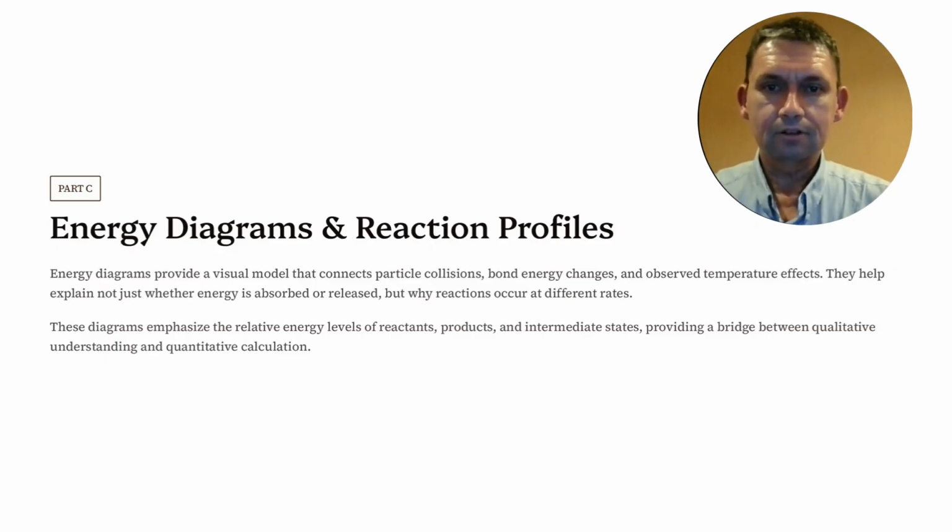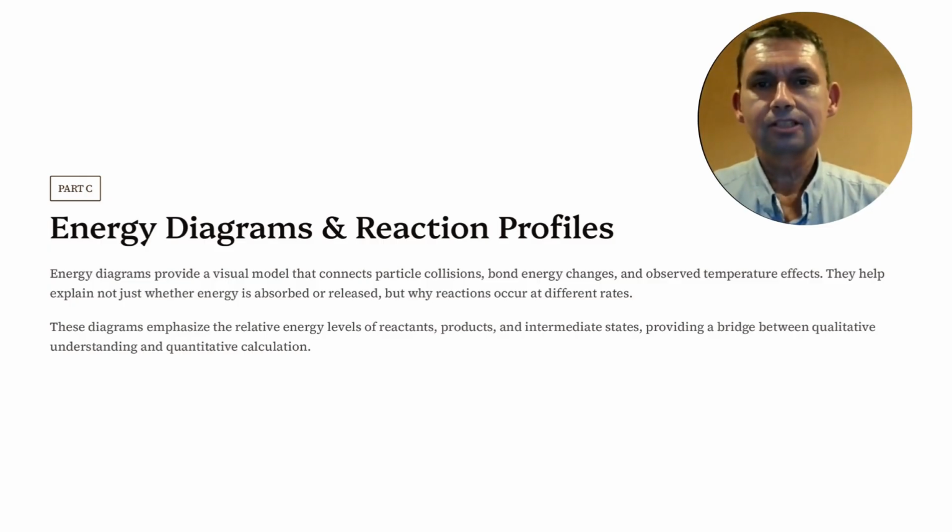Energy diagrams give us a visual model that links collisions, bond energy changes, and temperature effects. They help explain not just what happens, but why reactions can occur at different rates.